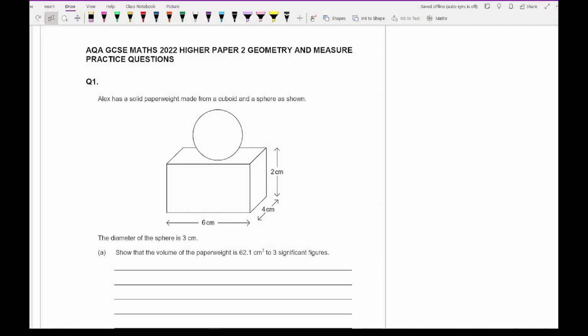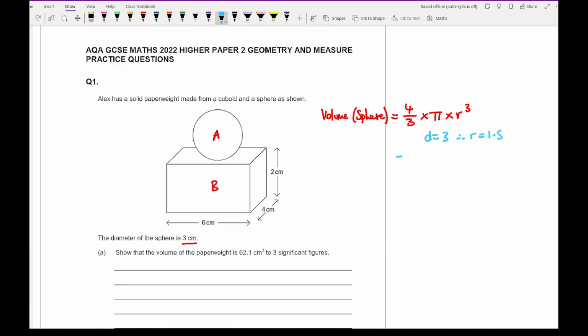So for this, what we need to do is work out the volume of these two shapes, which I'm just going to call A and B. So for the volume of the sphere, now I think this is an older question, but basically the formula I need to use is 4/3 times pi times r cubed. Now here the diameter is 3, so the radius is going to be 1.5.